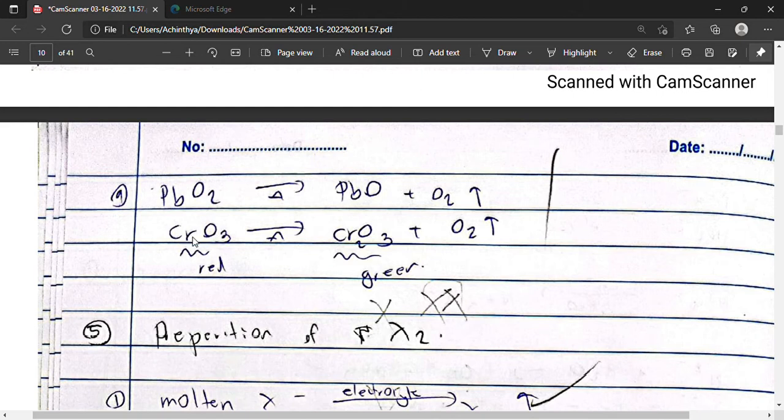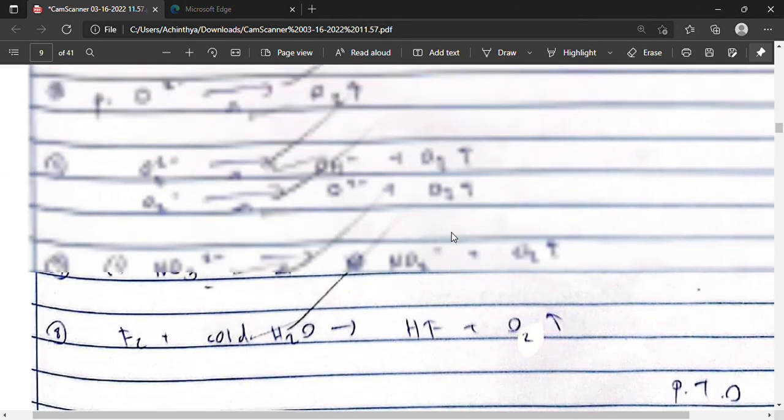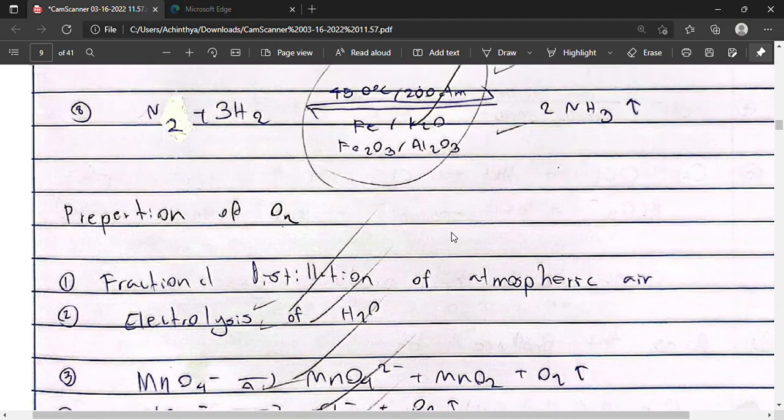Sorry, this is chromium 6 oxide, and this is chromium 3 oxide. It will turn from red to green color and will evolve oxygen as a byproduct. And these are the means of obtaining oxygen.